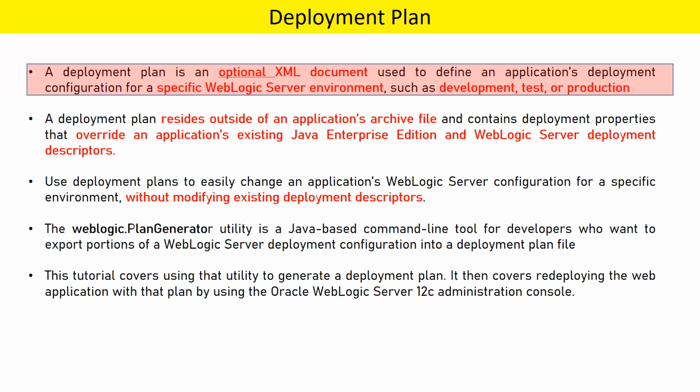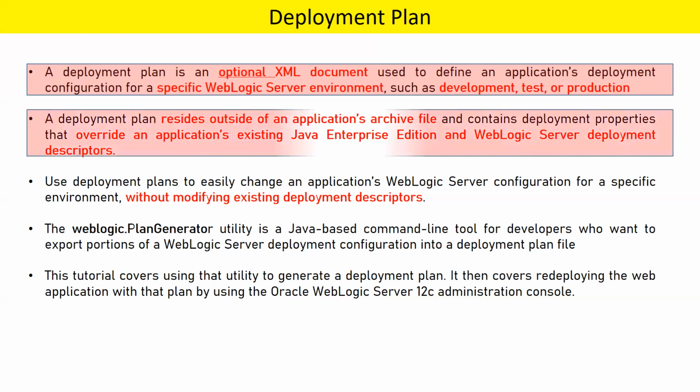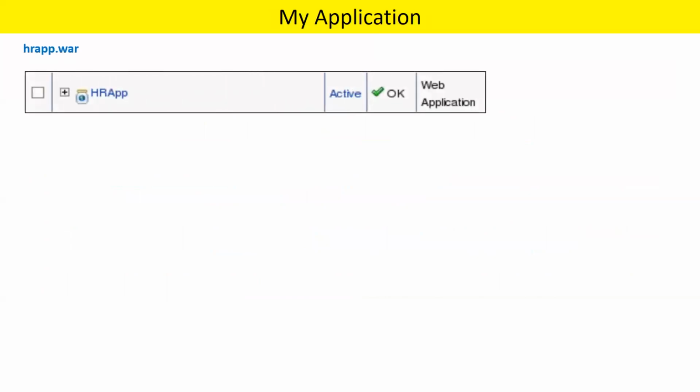Okay, so to generate this plan file, there is a utility from WebLogic called weblogic.PlanGenerator. You can use this to develop your plan file for a particular archive file, and after that you can modify this file and deploy it along with your archive file. So now you have clarity on the descriptors and the benefits of deployment plan. I will just show you a small example of how it works. I will give an example of my application. Suppose I have an HR application which I have deployed in my managed servers, and my WAR file name is hrapp.war.